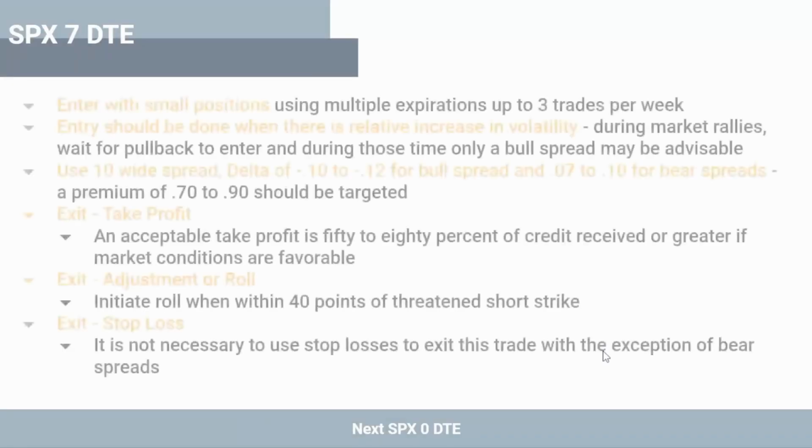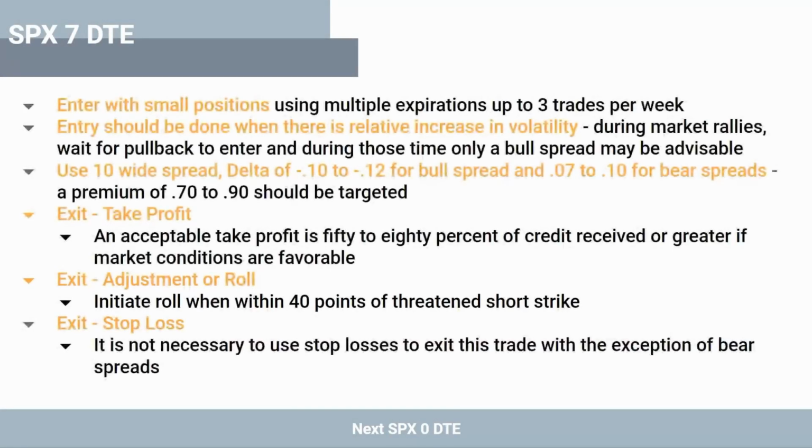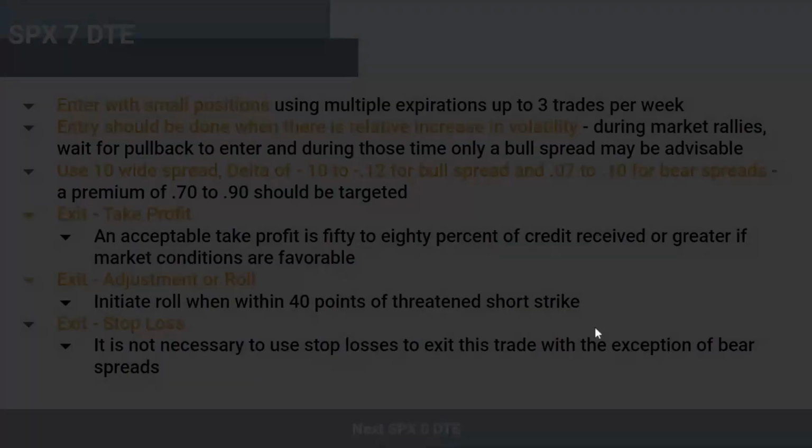So SPX 7DTE is very similar to the monthly trade. I use pretty much the same deltas and pretty much the same trade plan, other than when the trade is threatened, I typically use a 40-point distance from the market. Basically, it's the same as the monthly trade, so I call it the SPX trade on steroids.